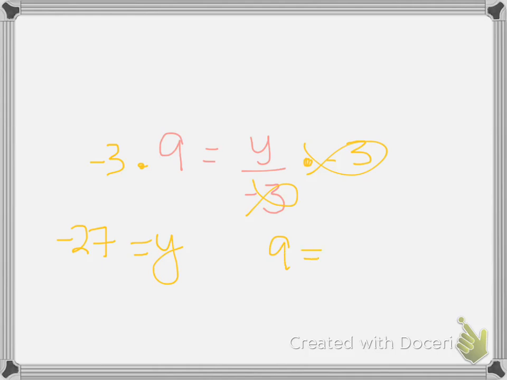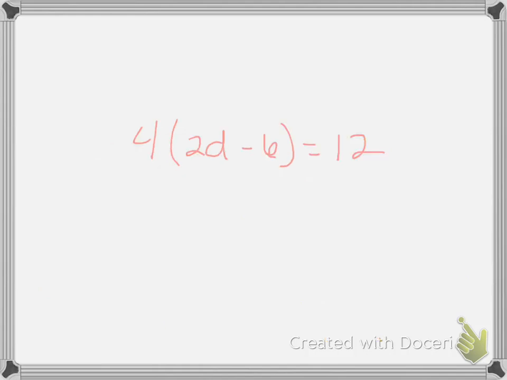Let's check it. So we plug in that negative 27 for y. Negative 27 divided by negative 3 is 9, so it works. So y equals negative 27. You can check your answers for every single one of these to make sure it's right.